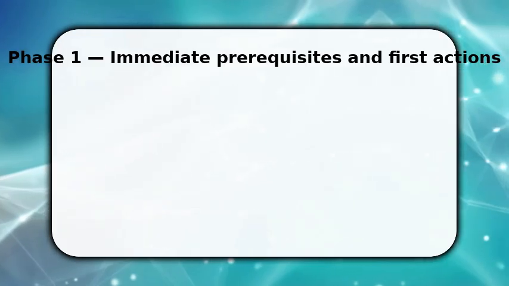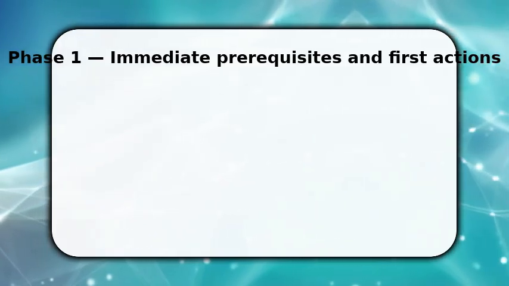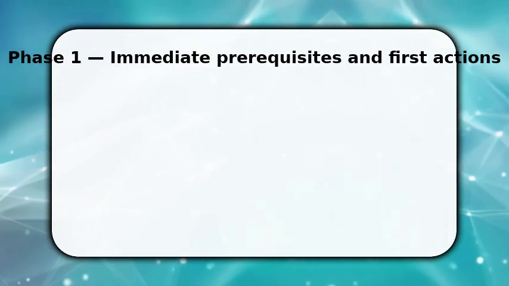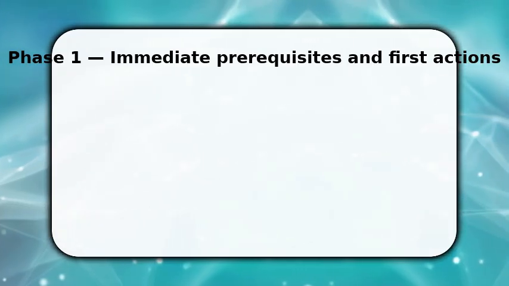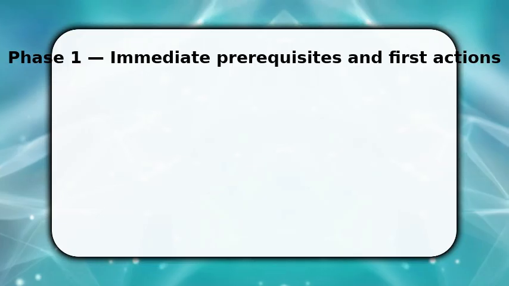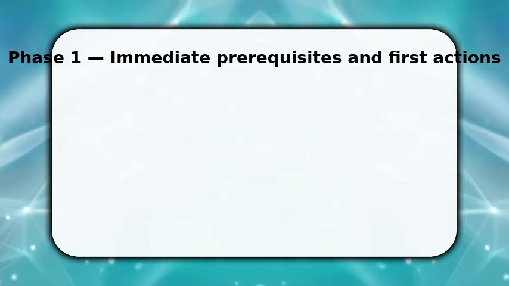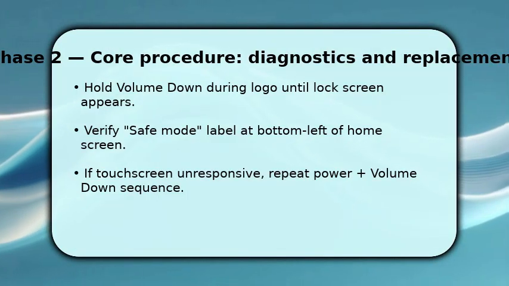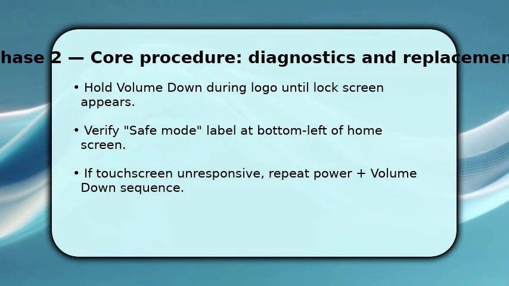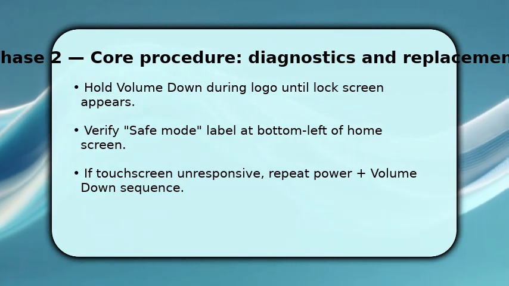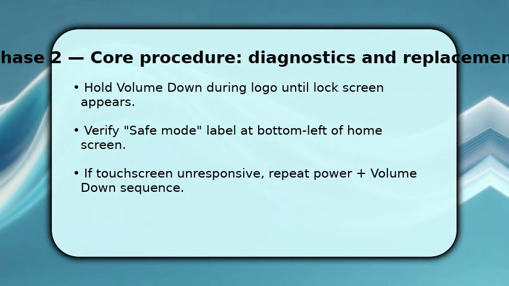This tells Android to disable third-party apps during startup, so you isolate crashes or slowdowns. You do this now to avoid wasted time toggling settings while the system is unstable. Once you hold volume down through the logo, keep holding until the home or lock screen finishes loading. This ensures the kernel loads without third-party services.